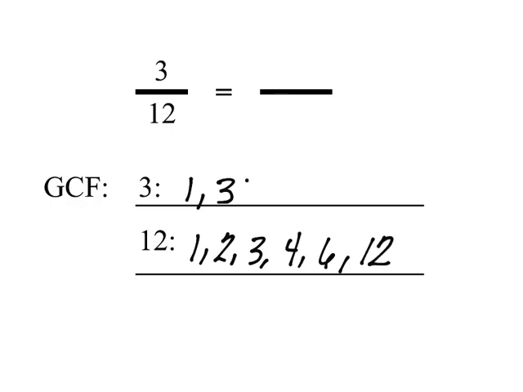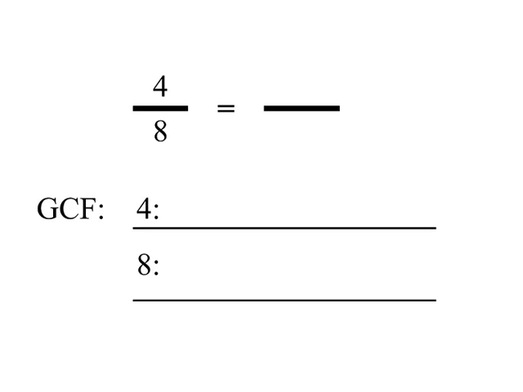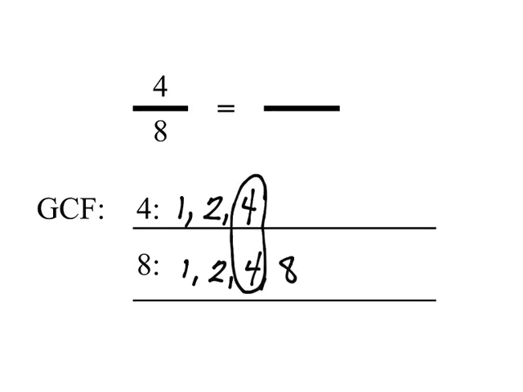Now here my greatest common factor is the number 3. So to simplify my fraction, I need to divide both the numerator and the denominator by the number 3. 3 divided by 3 is 1. 12 divided by 3 is 4. Let's take a look at 4/8. Factors for 4 are 1, 2, and 4. And the factors of 8 are 1, 2, 4, and 8. So here my greatest common factor is 4.